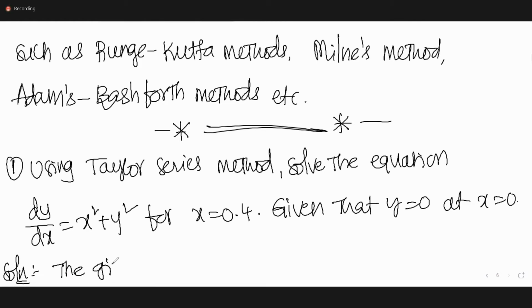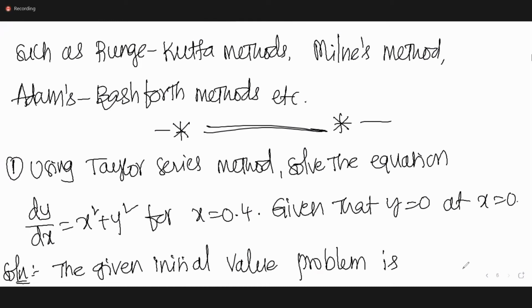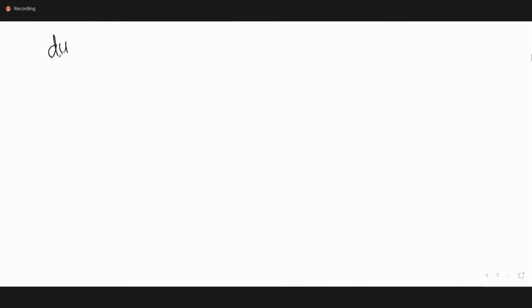The given initial value problem is dy by dx is equal to x square plus y square, y of 0 is equal to 0.